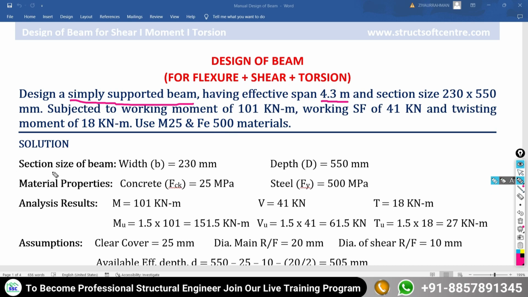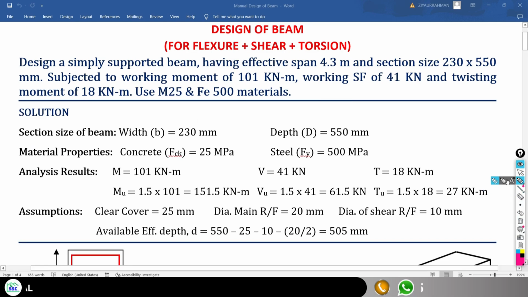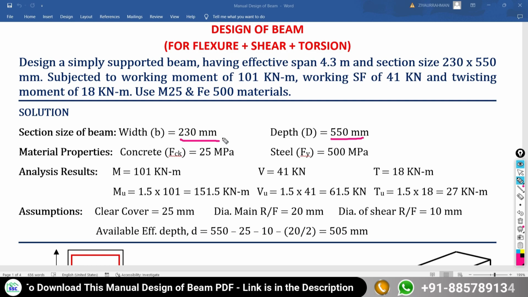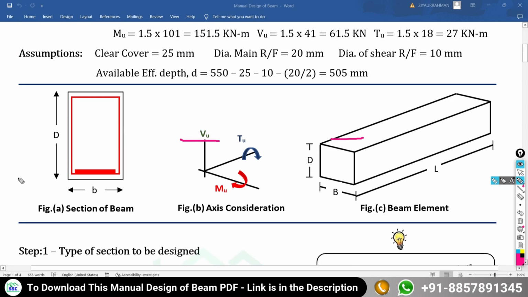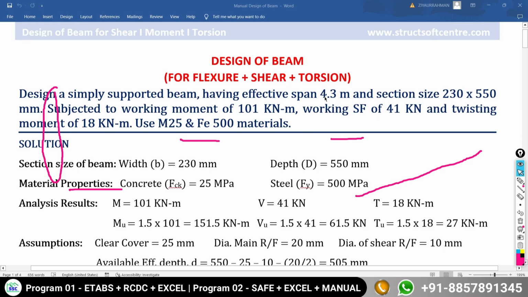So let's start the solution. First of all, we would like to write the given data. Here the data is given as the section size of the beam. The width of the beam is given as 230 mm and the overall depth of the beam is given as 550. These two dimensions are actually the sectional dimensions. Look at this figure. Here this is the beam section, where this is the width of the beam and this is the overall depth of the beam. In addition to these two dimensions, one more dimension is given, the effective span of the beam, which is 4.3 meter.